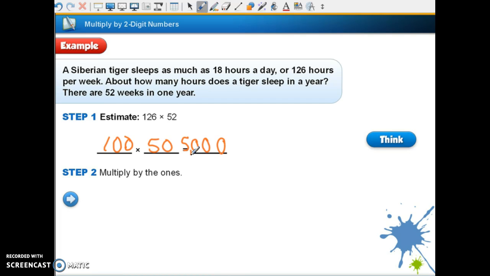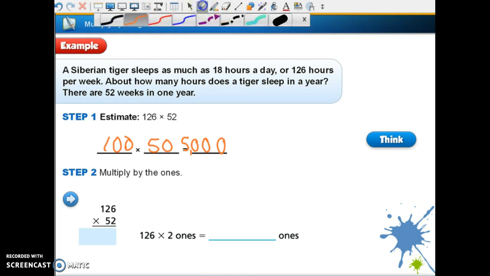Now we're going to do the real problem here. See if we come close. 126 times 52. First we're going to multiply this bottom number that's in the ones place. And 2 times 6 is 12. You have to regroup that 1 up above the tens.